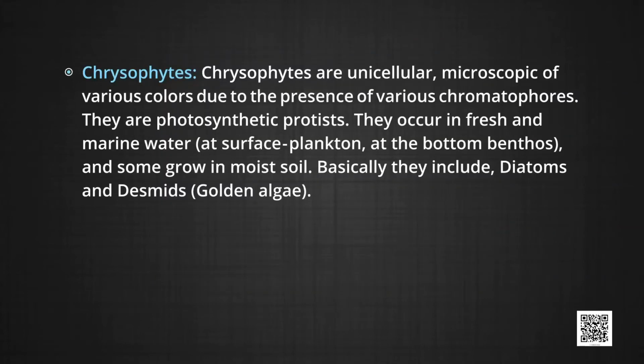Chrysophytes. Chrysophytes are unicellular, microscopic, and of various colors due to the presence of various chromatophores. They are photosynthetic protists. They occur in fresh and marine water, at the surface like plankton, at the bottom like benthos, and some grow in moist soil. Basically, they include diatoms and desmids, meaning golden algae.